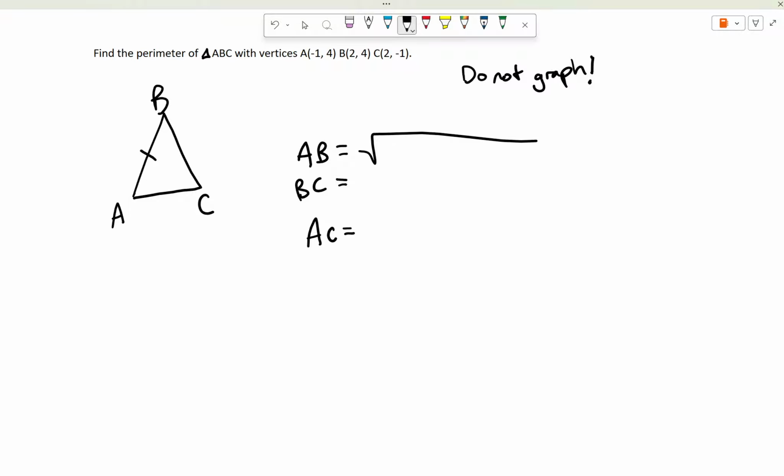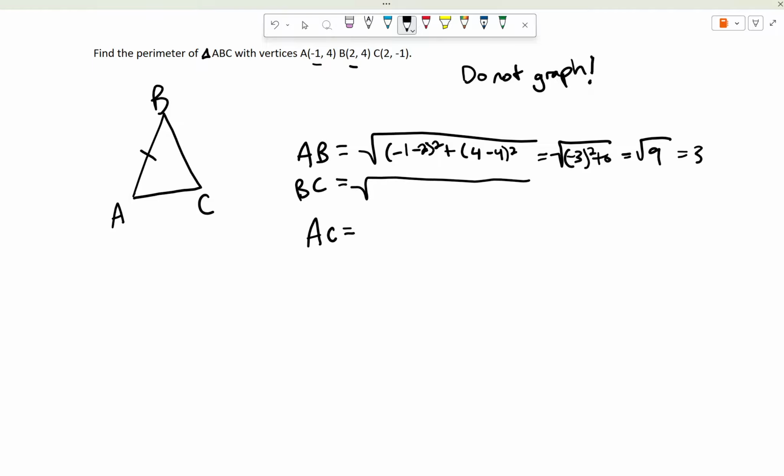Well, the future's now. AB, I'm going to take the difference of my x's, -1 and 2. So -1 minus 2 squared plus 4 minus 4 squared, which is going to give me a negative 3 squared plus 0, which is going to give me rad 9, which is 3. Okay? BC. I know I'm moving quickly, but you guys can go back and slow me down or pause the video.